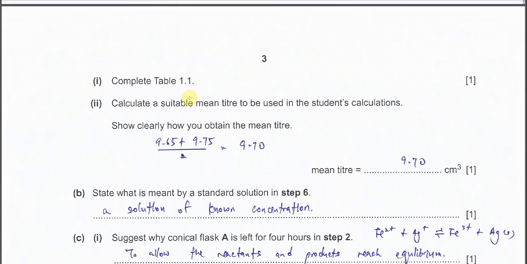The table is already filled up, so just get the titer values. For part 2 we need to calculate, so show the calculation. Take the two values that were obtained, 9.65 and 9.75, for the mean titer, because their difference is 0.1 cm³. It's more accurate to take these two for the calculation. So then we get 9.70 cm³.